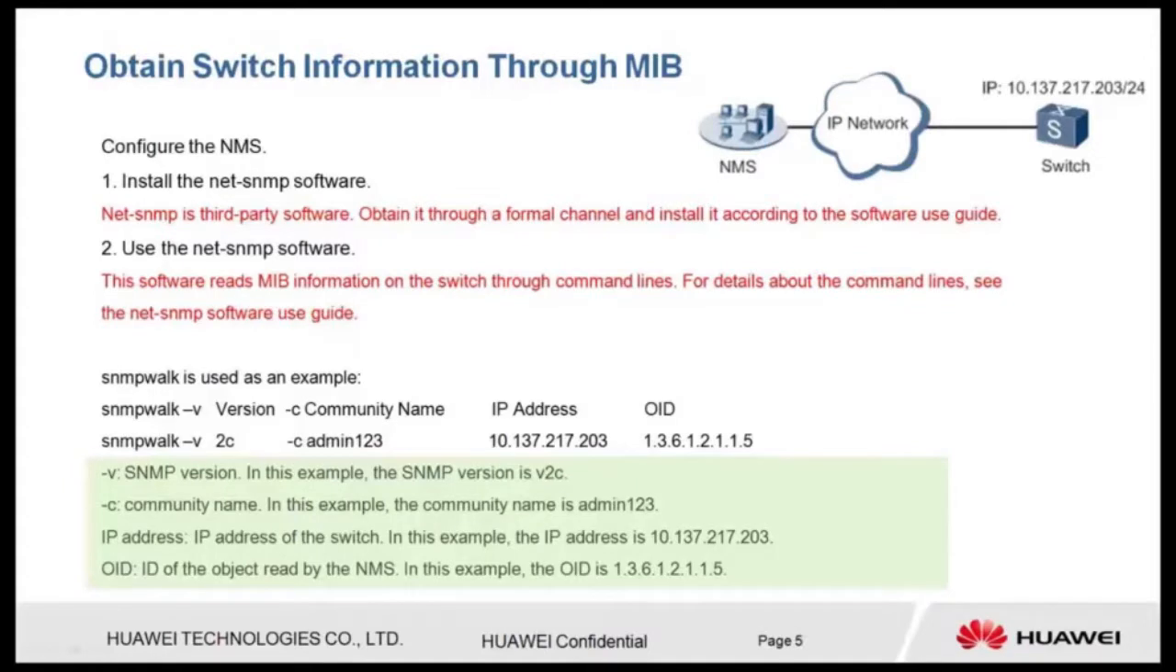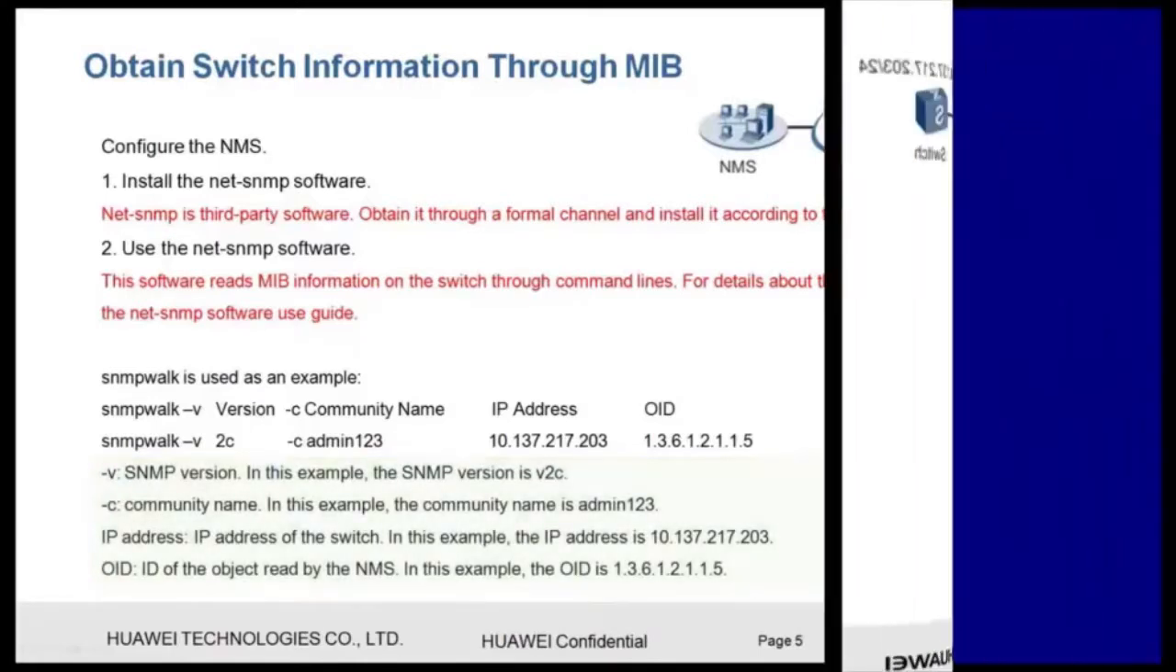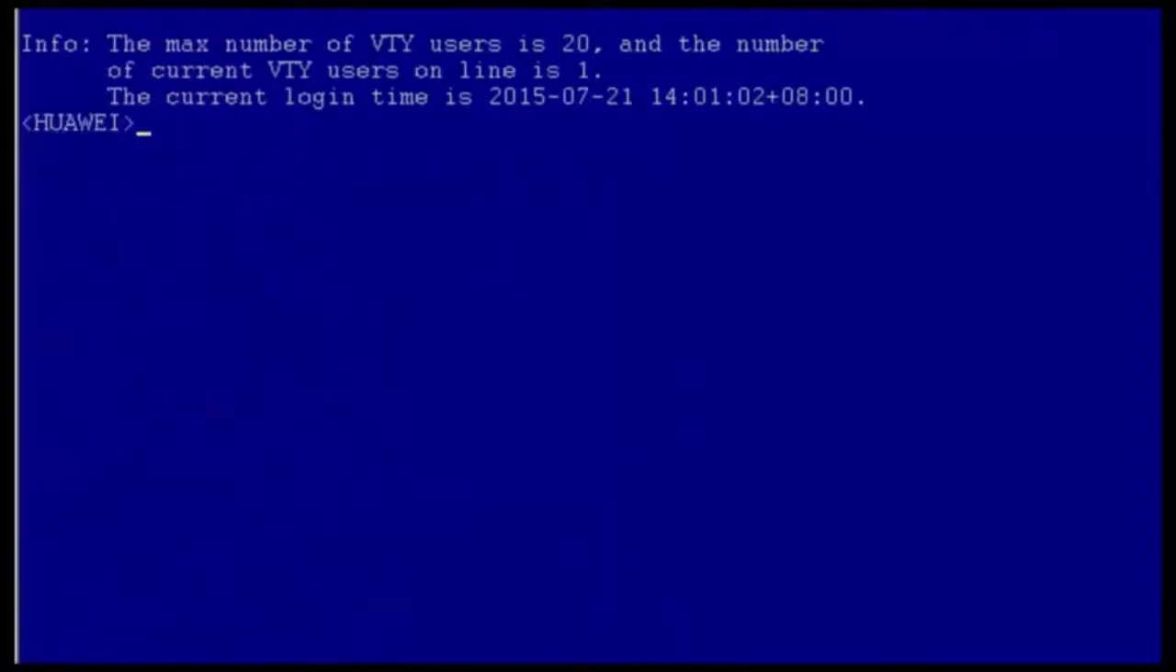In this example, the community name is admin123. IP address refers to the IP address of the switch. In this example, the IP address is 10.137.217.203. OID refers to the ID of the object read by the NMS. In this example, the OID is 1.3.6.1.2.1.1.5.